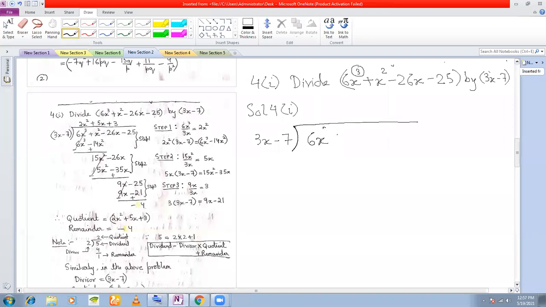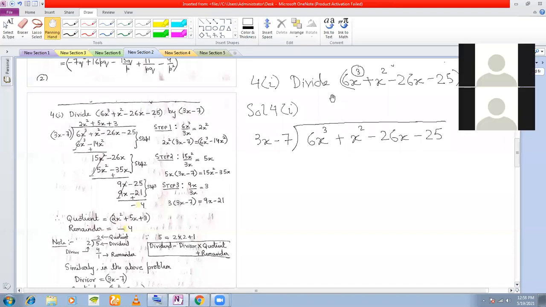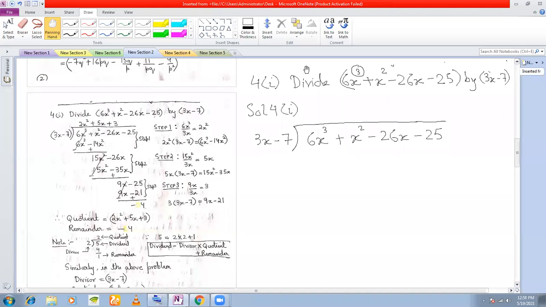So you write this as dividend here, 6x cube plus x square minus 26x minus 25. Okay, step 1. Who will tell me step 1? I've already shown you this. Who will tell me step 1? I think one day I'll take an oral test for all of you. Okay. So we will divide 6x cube by 3x. You take the leading term of the dividend. What's the leading term? 6x cube.